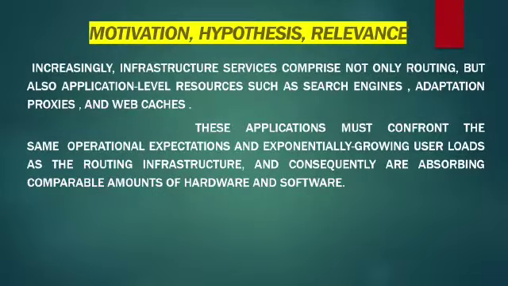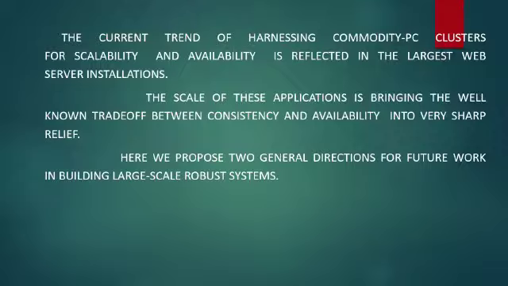Motivation, hypothesis, and relevance. Increasingly, infrastructure services not only host routing but also application-level assets such as search engines, adaptation, proxies, and web caches. These applications must meet the same operational expectations and exponentially growing user loads as the routing infrastructure, and therefore absorb equal amounts of hardware and software. The current trend of exploiting commodity computer clusters for scalability and availability is reflected in the largest web server installations. The scale of these applications is bringing the common trade-off between consistency and availability into very sharp focus.